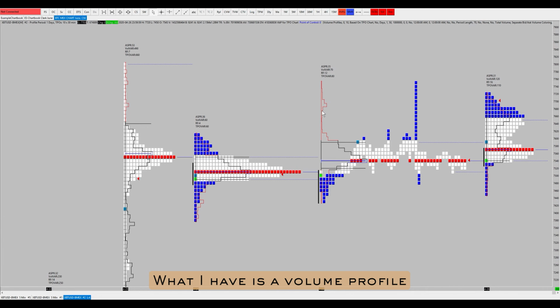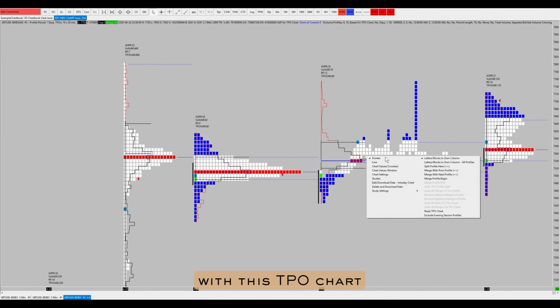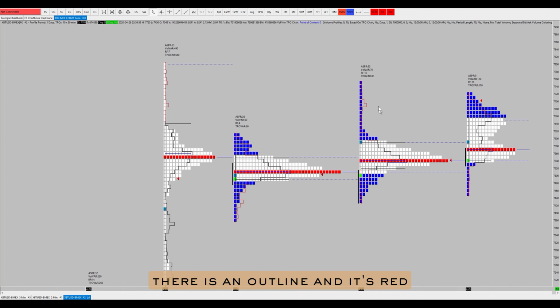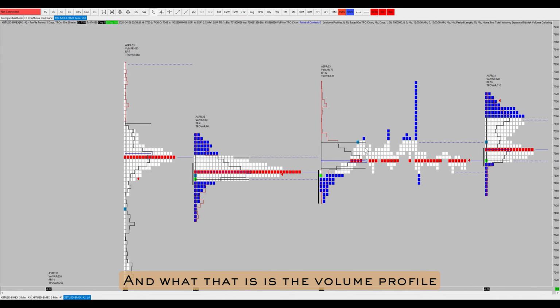What I have is a volume profile that is also integrated with this TPO chart. As you can see right now, there is an outline and it's red, and that is turning to black once it gets to a value area, back to red, and that is the volume profile. This is going to specifically show us the volume at certain levels, which is good because we'll be talking about how volume is confirming price over time.